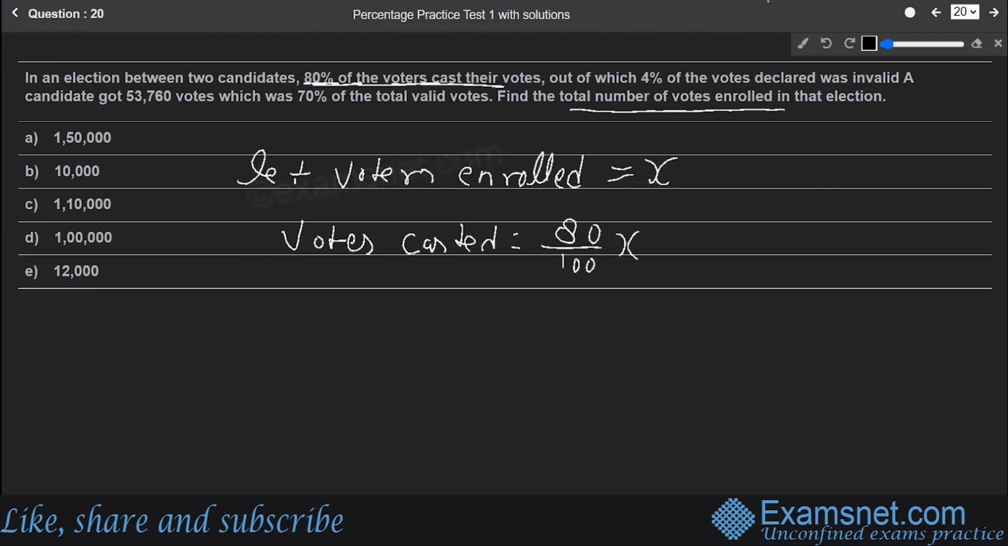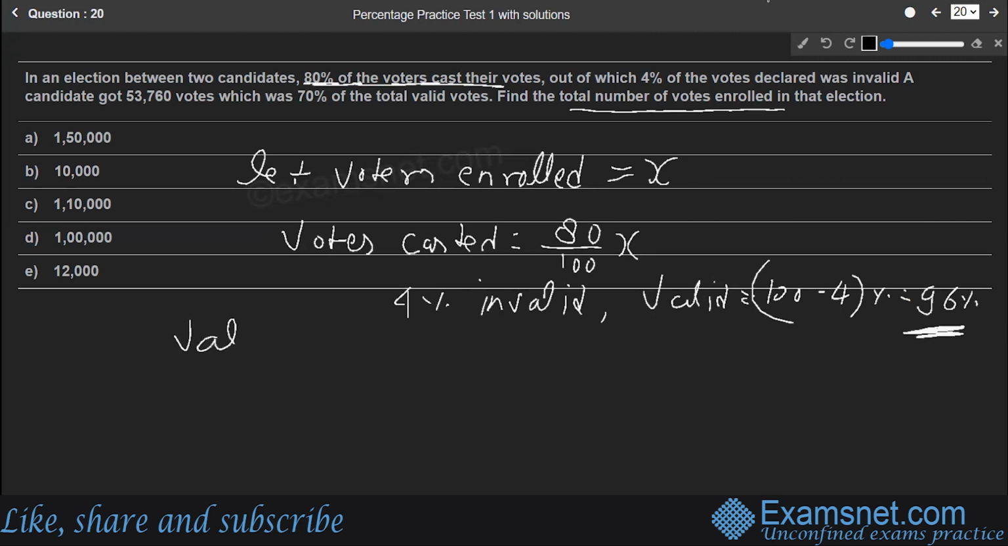So these many votes have been polled or cast. Then he says out of which 4% of the votes declared were invalid. So whatever votes were cast, 4% of them have been invalid. If 4% have been invalid, what is the valid number? The valid number is obviously 100 minus 4%, that is nothing but 96%. So how many votes are actually valid? It is 96%. So let us find out the valid votes now.